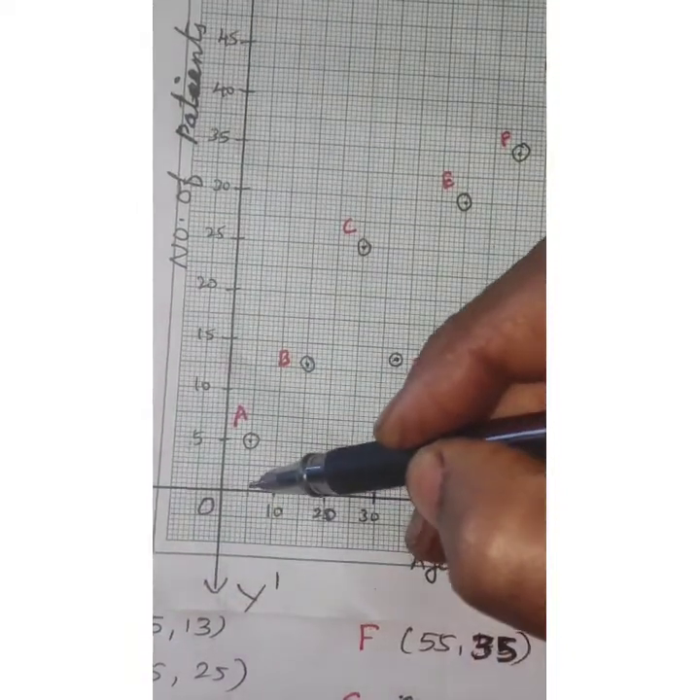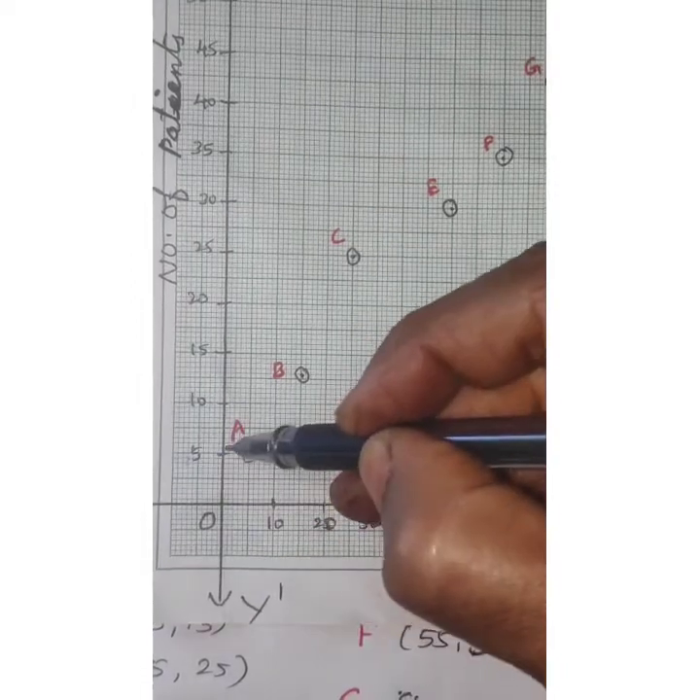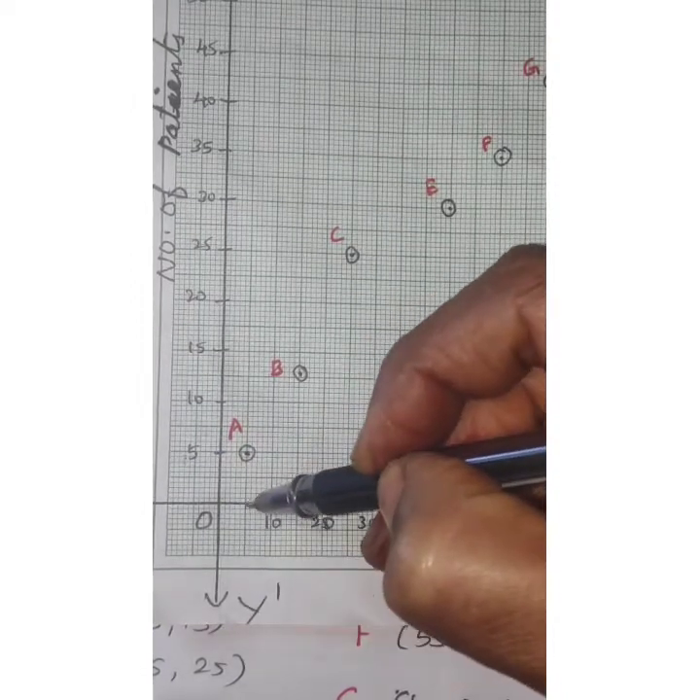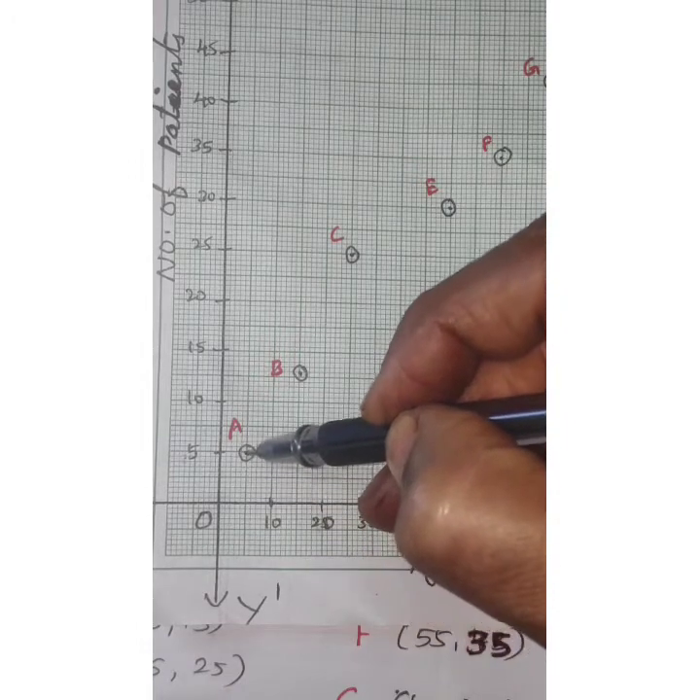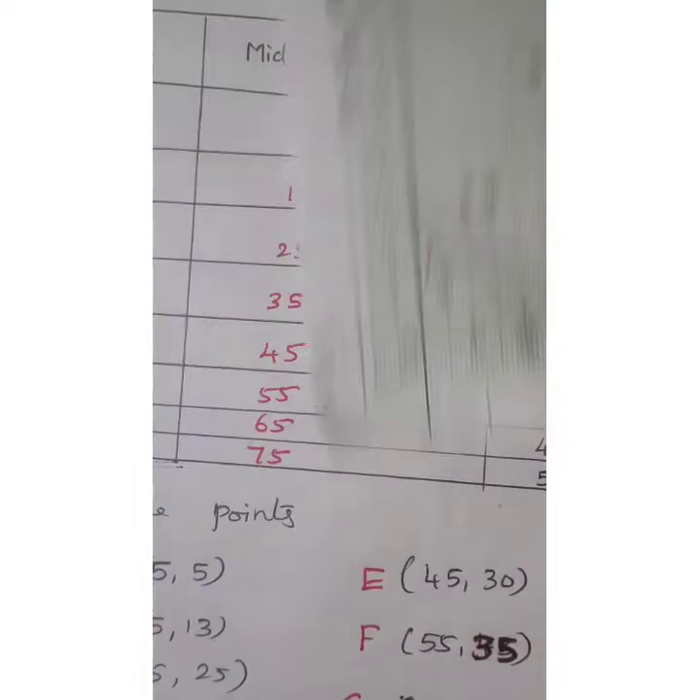Between 0 and 10, the small line is the fifth line. So 5, 5 you put in the point. This 5 and this point in between the small line, that one is joining this point. What is the point? A.